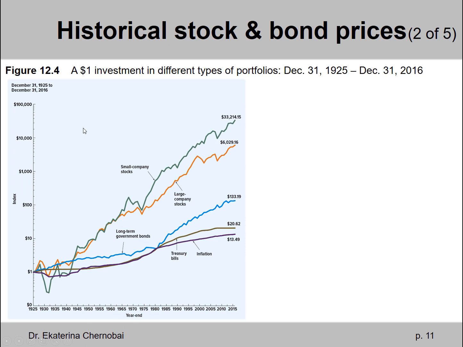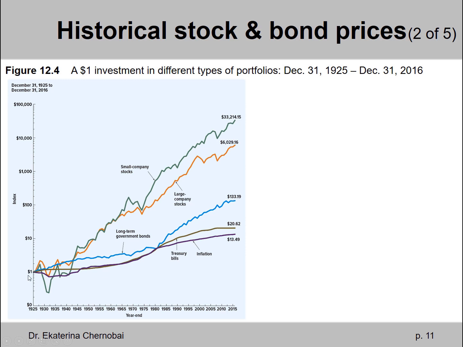What do we see on this picture? This is figure 12.4 in our textbook. This is a $1 investment in different types of portfolios between December 31st, 1925 and December 31st, 2016. What's going on here? On the horizontal axis, you see a timeline. It starts in the year 1925 and ends in the year 2016. Then along the vertical axis, we have dollar amounts. Everything in 1925 starts with $1.